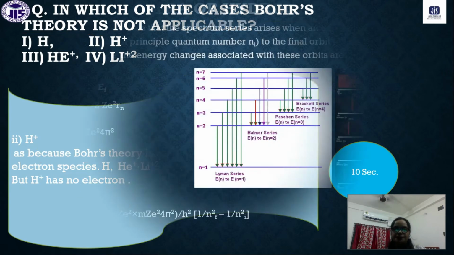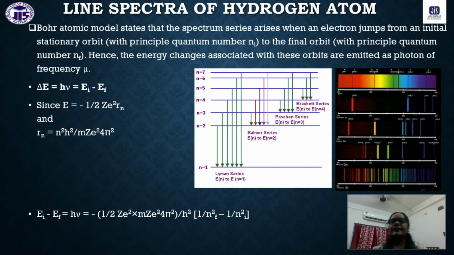Very good. Okay, so that was the review. Now today we will discuss the line spectra of the hydrogen atom. Okay, line spectra. So how can we get this spectral line? This is one spectral line, second spectral line, third one, fourth one. How can we get them?